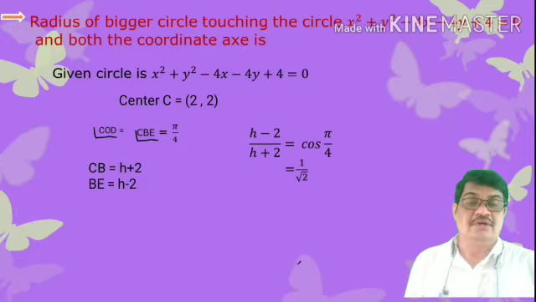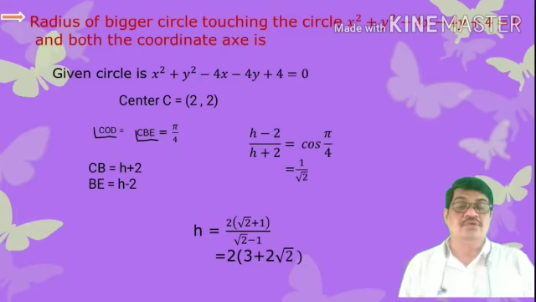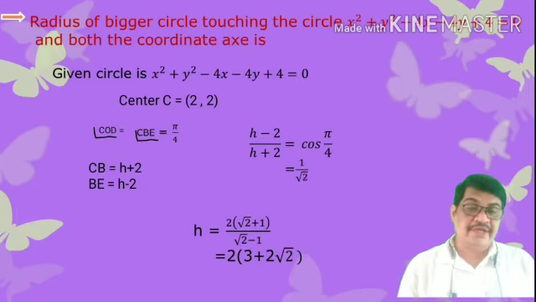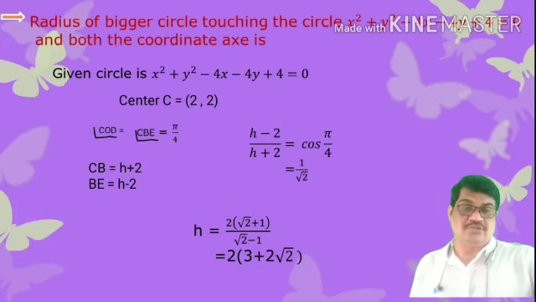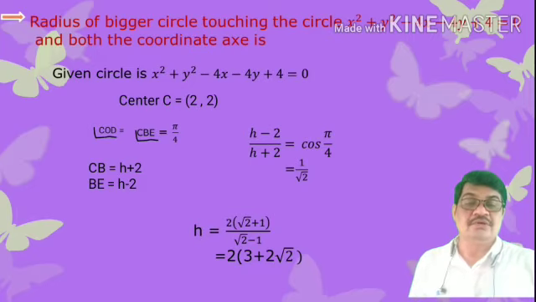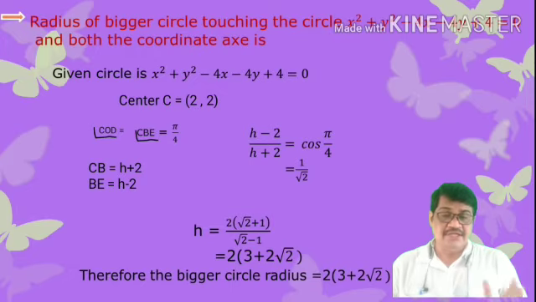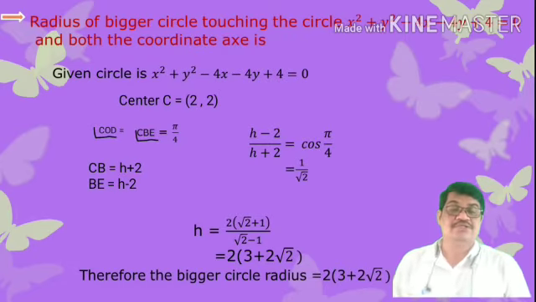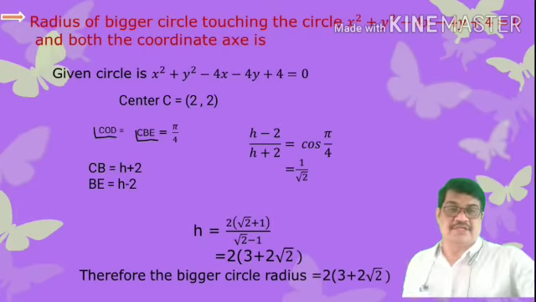From that we are getting the h value. h is equal to 2 into root 2 plus 1 by root 2 minus 1. So from the above equation we are getting the h value. After simplification, h is 2 into 3 plus 2 root 3. This is the h value. So now we have to write the radius of the bigger circle. What is the radius of the bigger circle? The radius of the bigger circle is small h. Now we are getting the h value, that is 2 into 3 plus 2 root 3. That is the radius of the bigger circle.